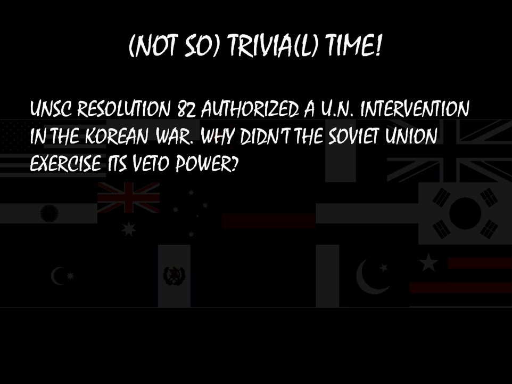This is the question. The United Nations Security Council Resolution 82 authorized a UN intervention in the Korean War. Why didn't the Soviet Union exercise its veto power on that resolution? So in case you didn't know, during the Korean War, it was North Korea against a United Nations coalition, which included South Korea and the United States, but was also backed by the Security Council itself. Why didn't the Soviet Union exercise its veto power here?